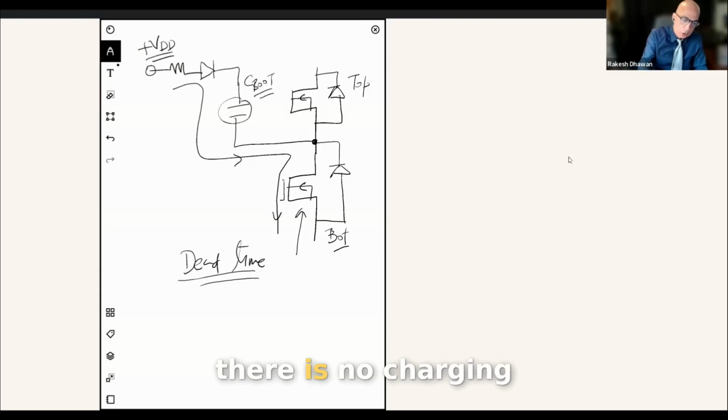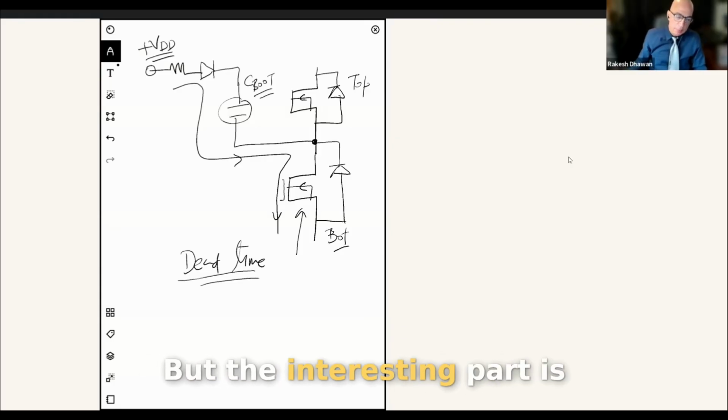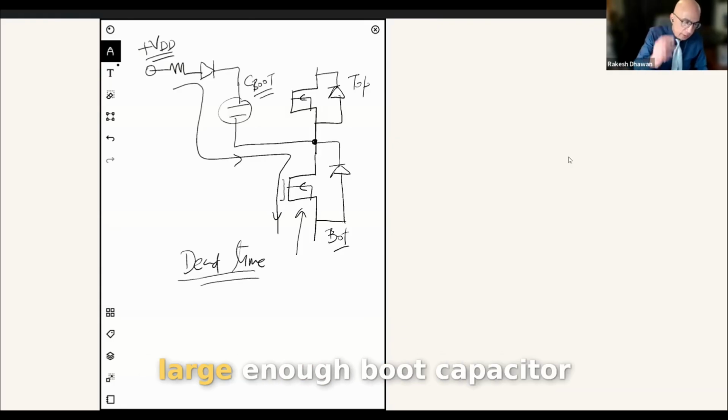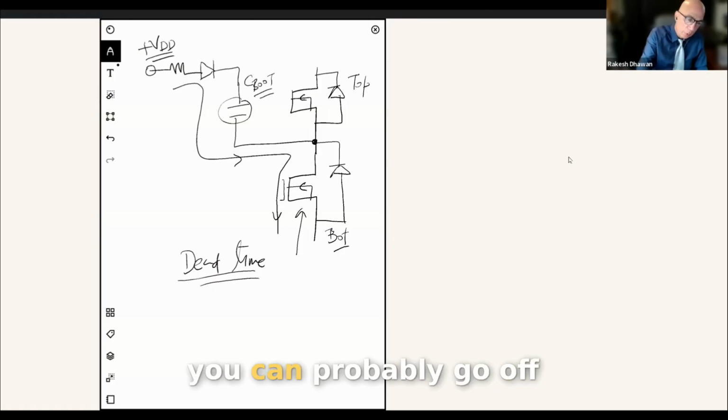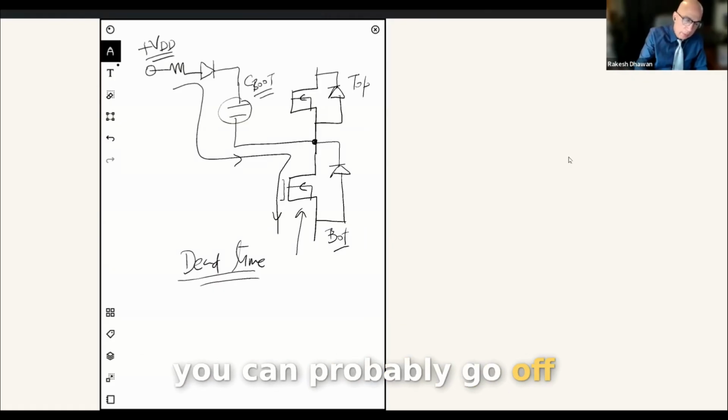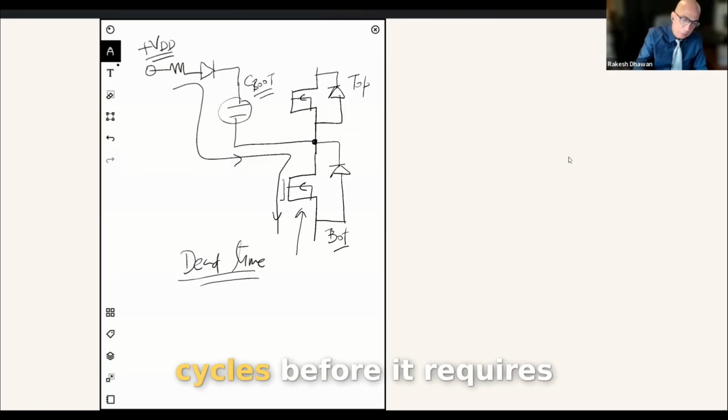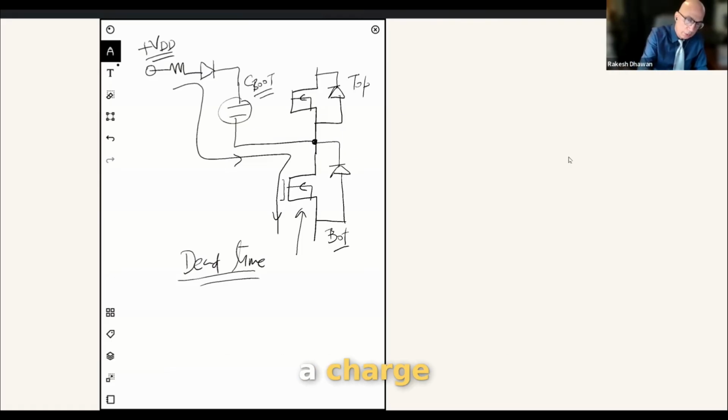Okay, so the dead time, what happens at the dead time? So in that time, there is no charging of the boot capacitor. But the interesting part is, if you have a large enough boot capacitor, you can probably go off for several cycles before it requires a charge.